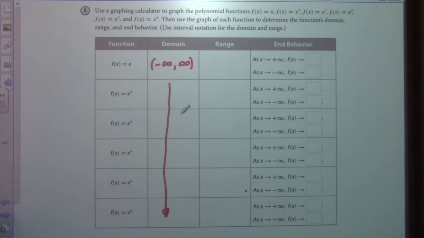Okay, and what about the range of all these? What's the range of f of x equals x? Negative infinity to infinity. Yeah, so was that Madeline? Yes. And again, this is interval notation. It says use interval notation for domain and range, right? Okay, what about this f of x equals x squared? What is that going to be?